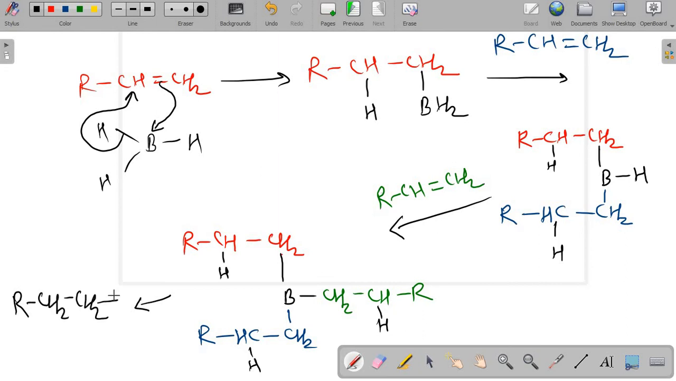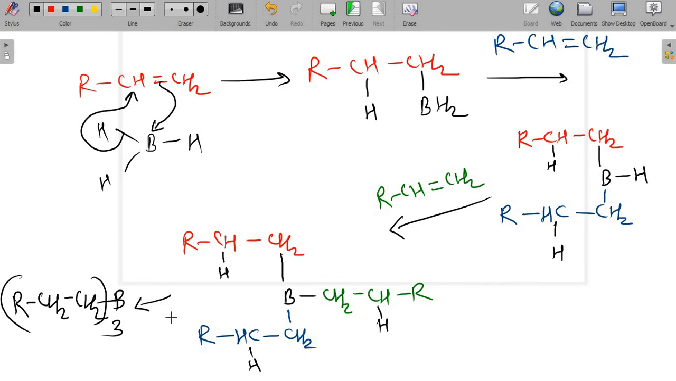RCH2CH2B, it is 3 times. Okay, now we will see the next step. So this is the first step, by using 3 molecules of alkene and this BH3, that is boron. This is the first step in which trialkyl boron is formed. So in all these steps, addition reaction takes place.